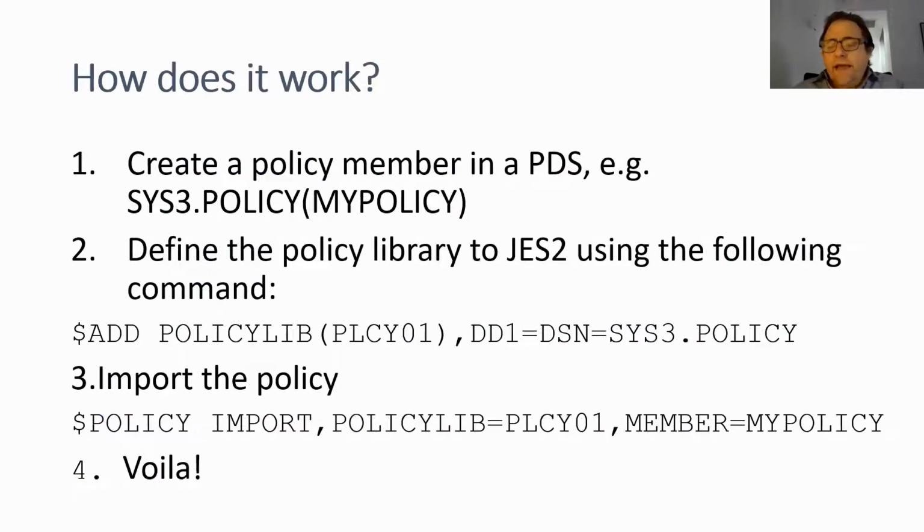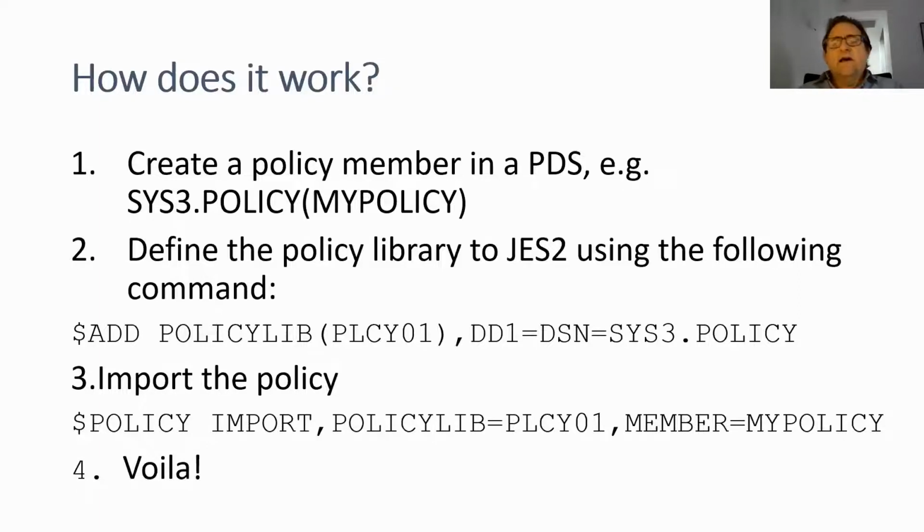So how does it work? It's really simple. You create a text member in a PDS, SYS3.POLICY(MYPOLICY) in this case. It's just JSON inside, you'll see it in a minute. You define the policy library to JES2 using this command: $ADD POLICYLIB(POLICY01), and then you give the name of the library.